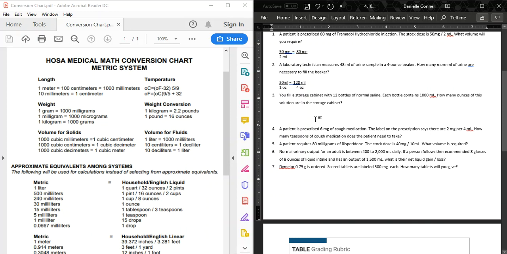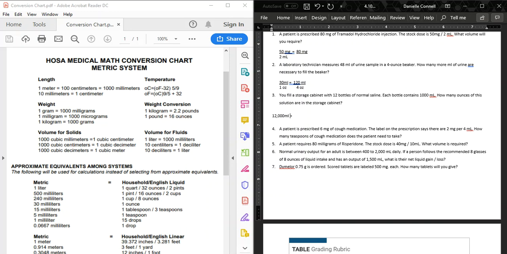So doing a simple math conversion, how many milliliters are in the storage cabinet? Well, that's easy. 12 bottles. Every bottle is 1,000 milliliters. So 12 times 1,000 will give us 12,000 milliliters. But again, the question's not asking that. The question's asking how many ounces of the solution are in the storage cabinet.